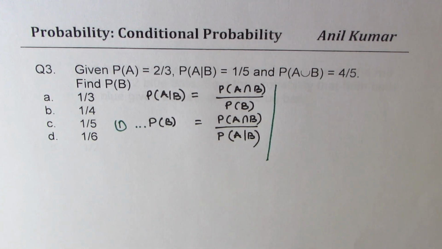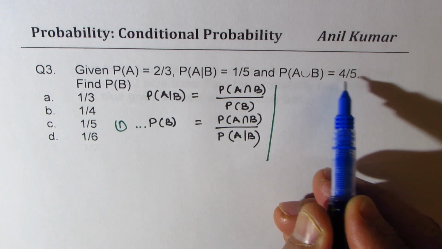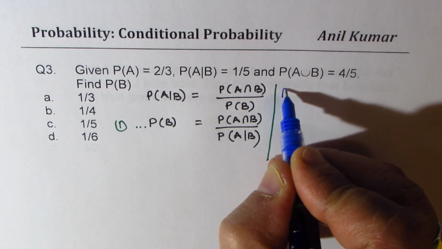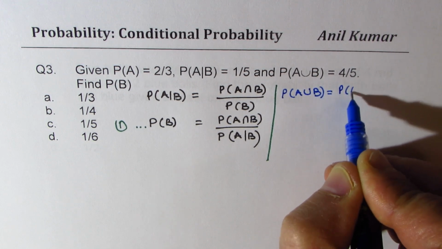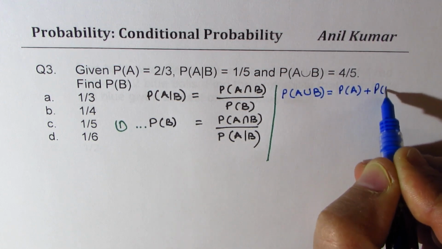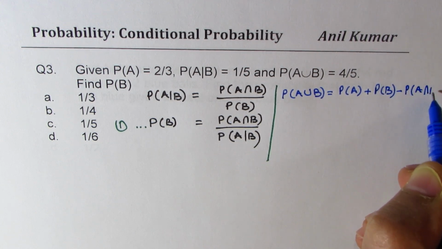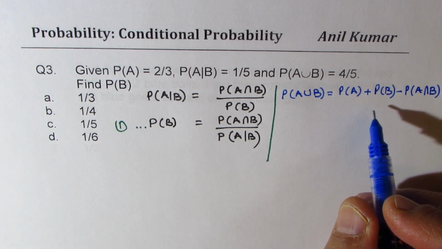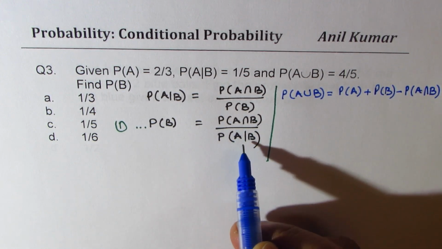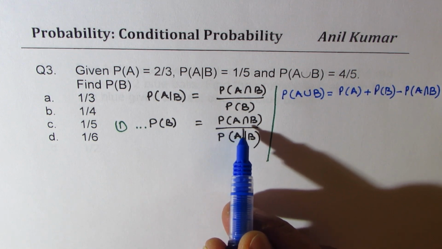Now let's look into the OR part. We are also given that probability of A or B is 4 over 5. So what is probability of A union B, which is A or B? It is probability of A plus probability of B minus probability of A intersection B, correct? Now, we know probability of A intersection B from here, so we could actually get the values.